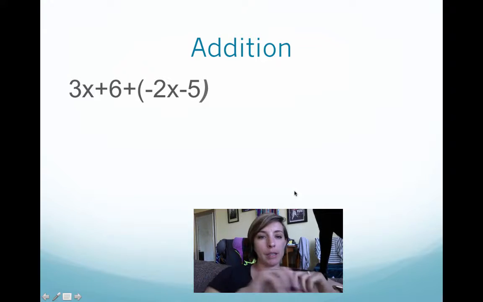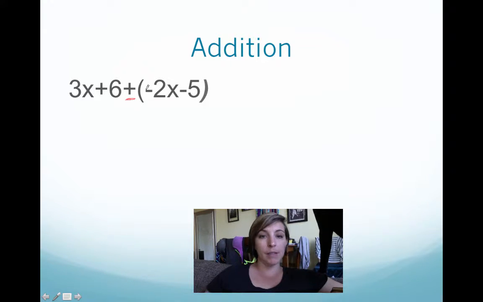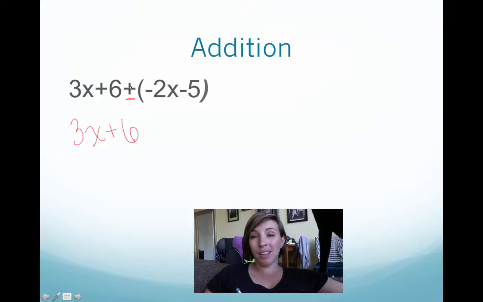Okay, so here is how you do it with addition. Notice on this one that we do not have that minus sign on the outside of the open parentheses. So for this one, this is just going to be 3x plus 6. And when it's a plus sign on the outside of the parentheses, you can just drop this and do everything that's in the parentheses like normal. Minus 2x minus 5. So then we just combine like terms.